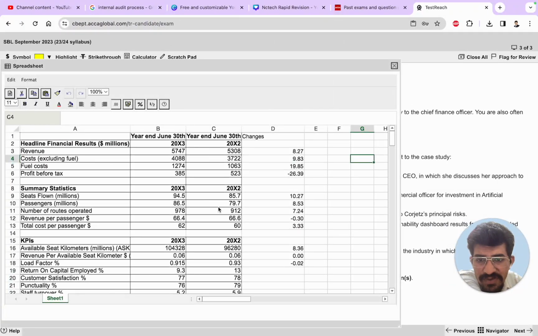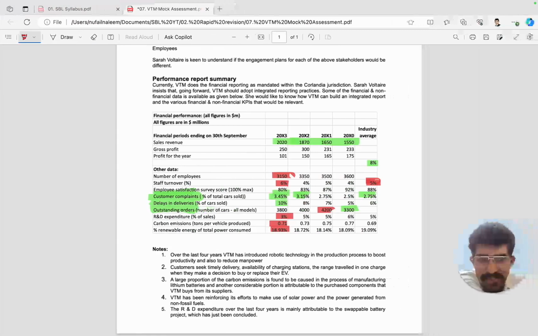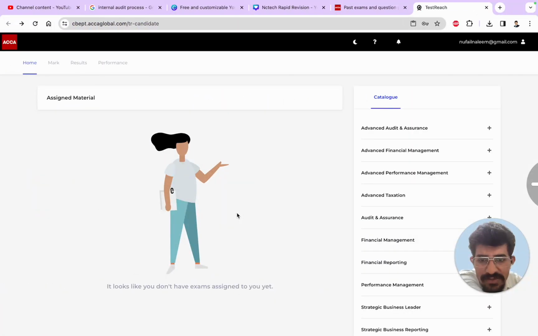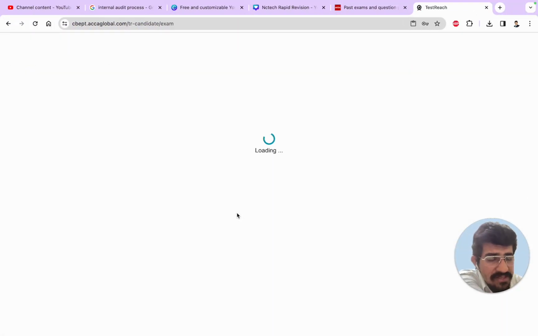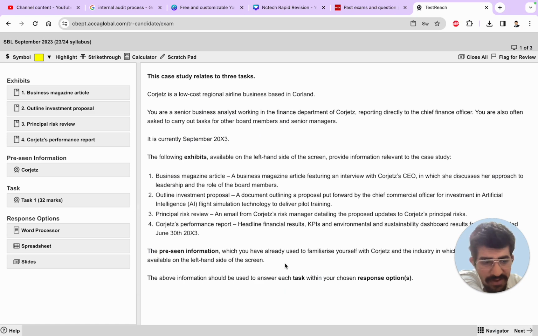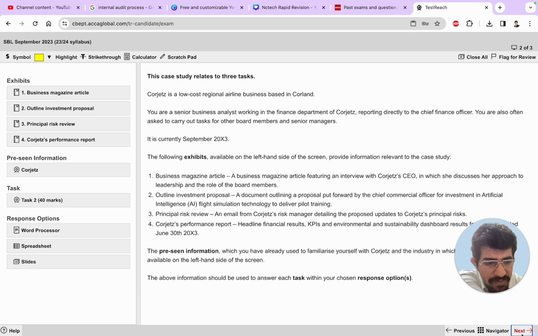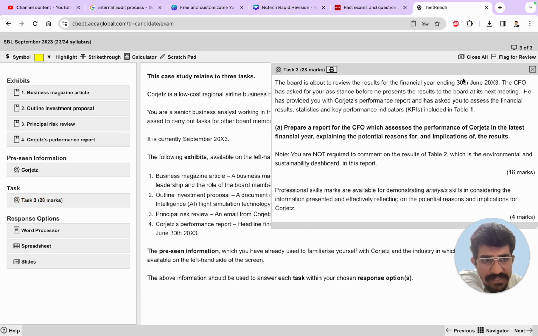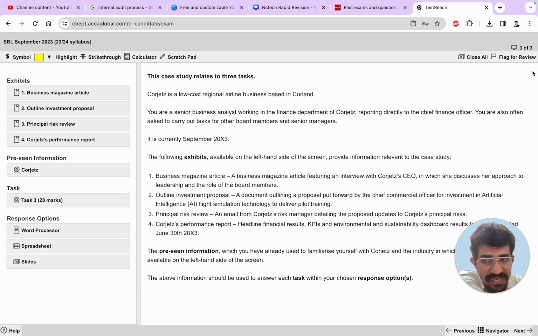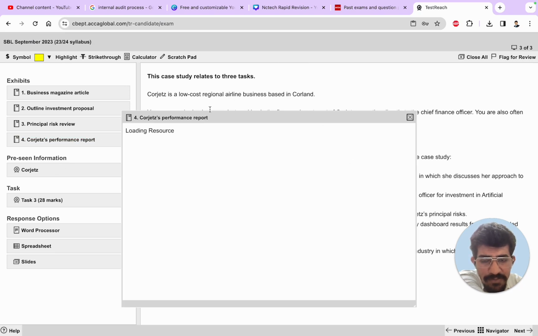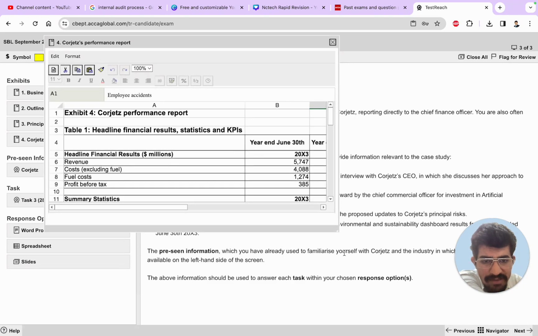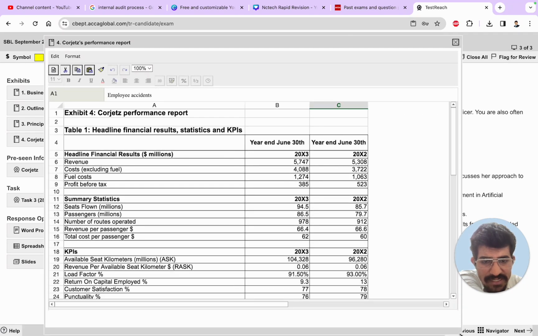Now, the next thing, students, just to give you the understanding, this is the Cojet case study, which I believe you are very much aware of. Now, if you observe the Cojet case study, students, Task 3 is again related to financial analysis. Now, you see this performance report. They have given the performance report in an Excel sheet.